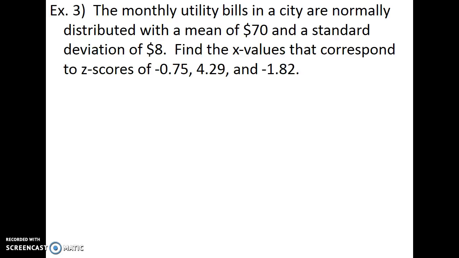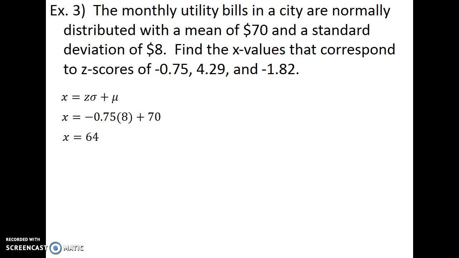So that's what I'd like to do right now. I'm telling you the mean of the monthly utility bills. I'm telling you the standard deviation. We're going to find the x values if you know the z-scores. So using that formula, I'm going to take the first z-score, negative 0.75, multiply by the standard deviation and add the mean onto it. This is undoing finding how many standard deviations away it is.